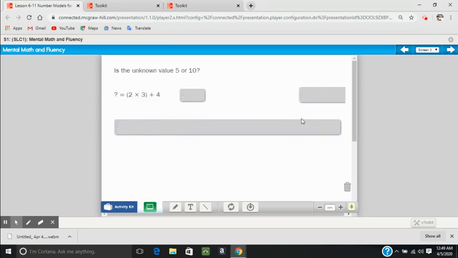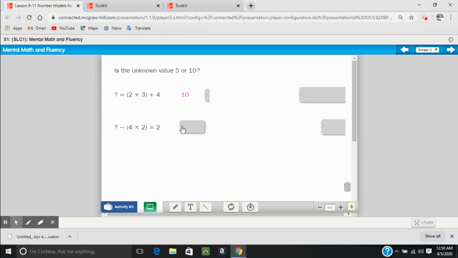Question mark equals 2 times 3, in parentheses, plus 4. The answer there is 10. You should have done 2 times 3 is 6. 6 plus 4 is 10.